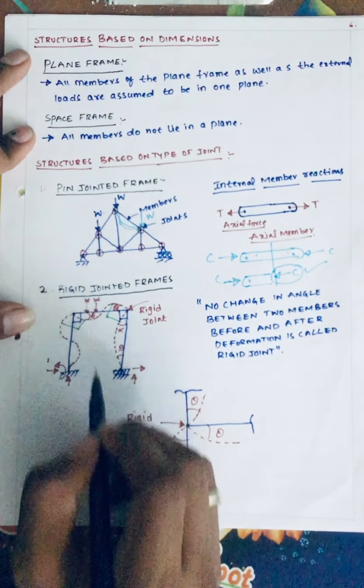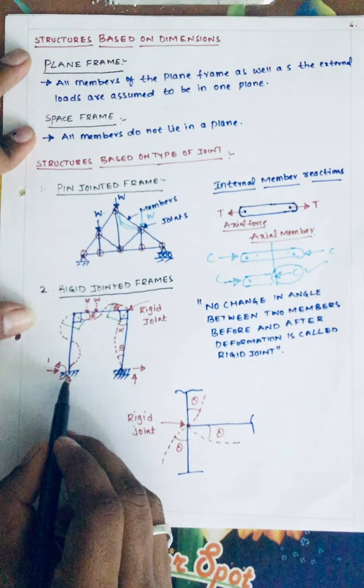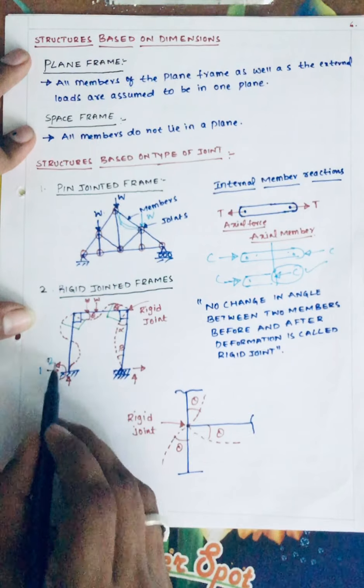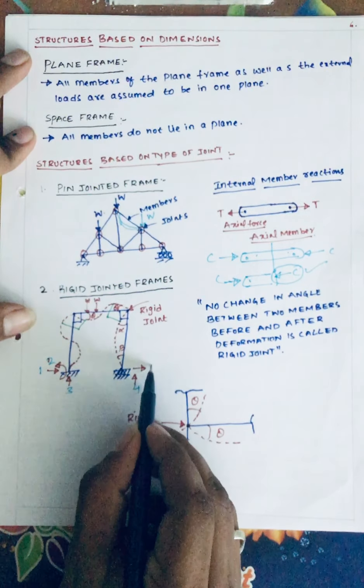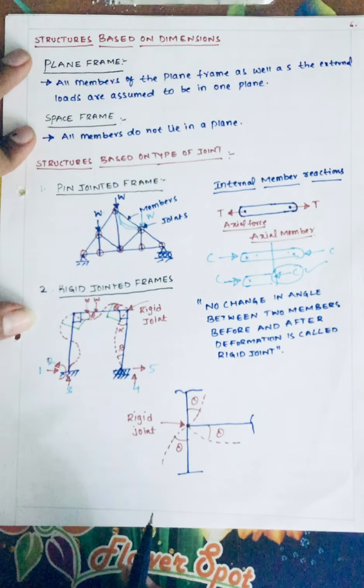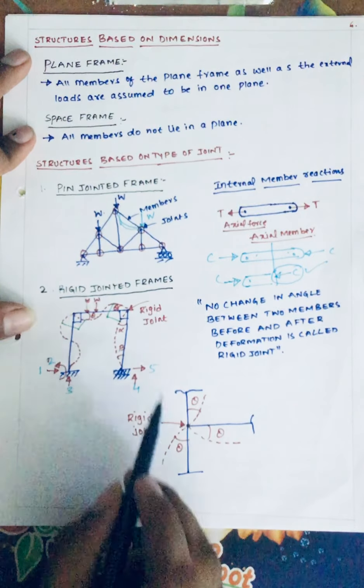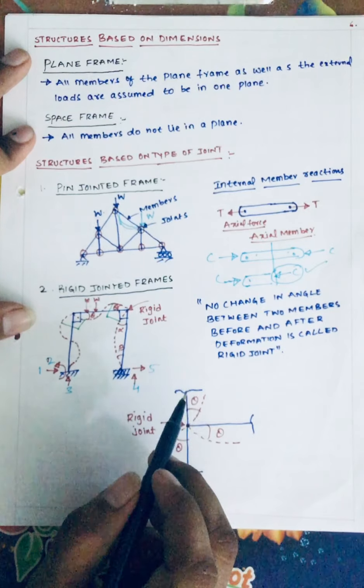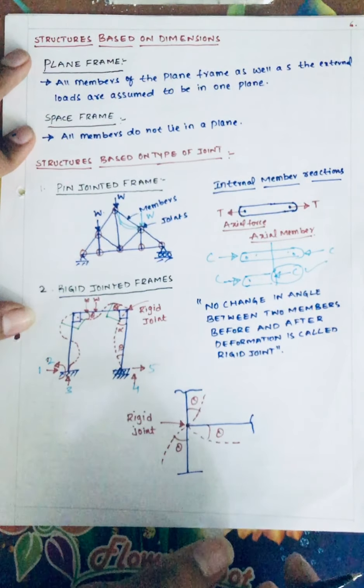When a load is acted upon a portal frame, this is a fixed support and this is a hinged support over here. So these are the three reactions, 1, 2 and 3, and this is the fourth and fifth reaction, as I have shown in your previous slide. So these are the reactions that are present on the support. Now what do you mean by rigid joint? That is our interest here.